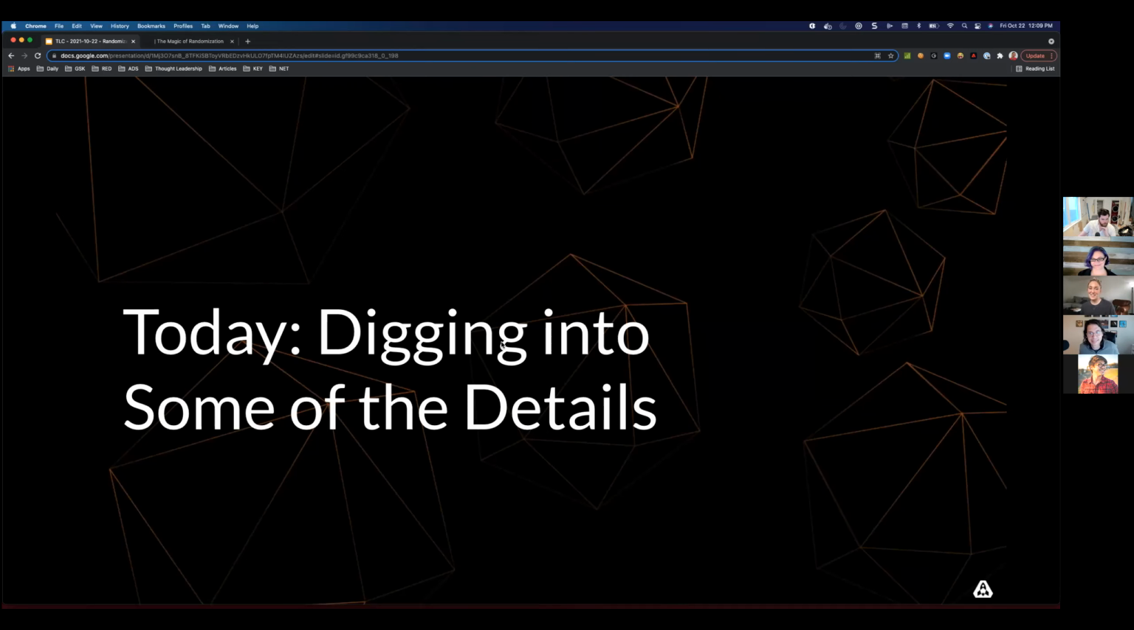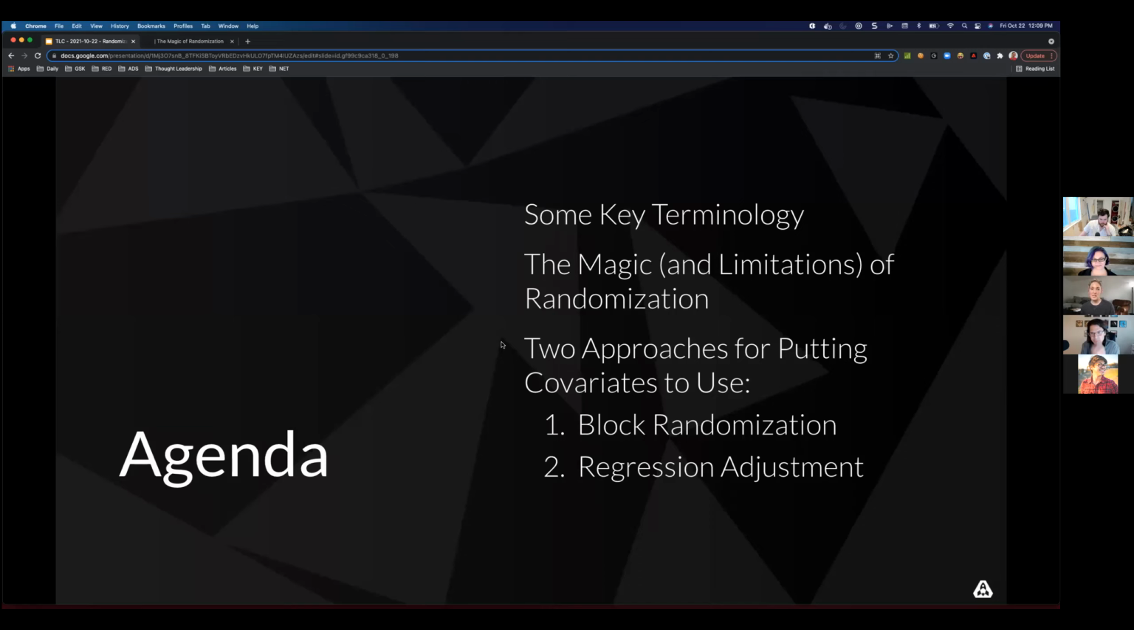Cool. Thanks, Tim. Today we're going to dig into some of the details that Tim just brought up about those covariates. We're going to start with some key terminology that we want to get a foundation on with everybody, since we'll be mentioning it later. We're going to walk through, again, the magic of randomization, but also where we run into limitations and where we would want to start considering controlling for covariates. And then, when we decide we want to control for these covariates, what are two ways that you can do that? We'll walk through both of those ways.